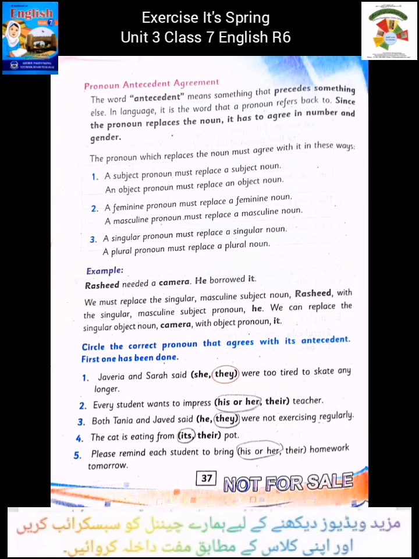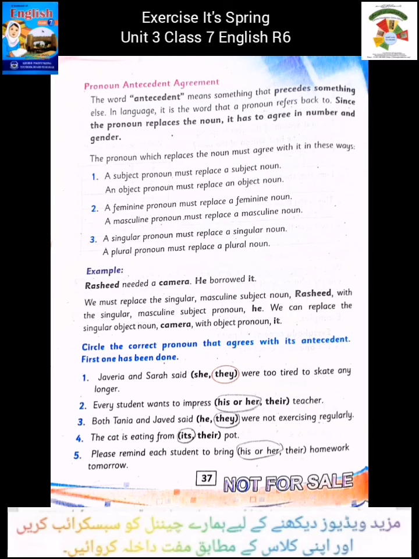So circle the correct pronoun that agrees with its antecedent. The first one has been done. Javeria and Sarah said. They are two girls, so we would use a plural pronoun. They were too tired to skate any longer. Every student wants to impress his or her teacher. Here, whenever every or each is used, it always takes a singular pronoun.